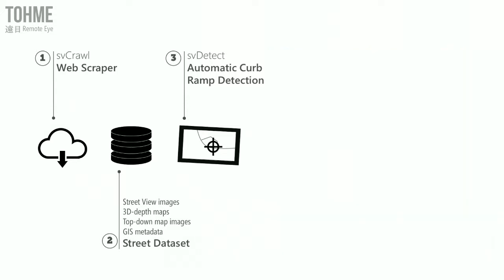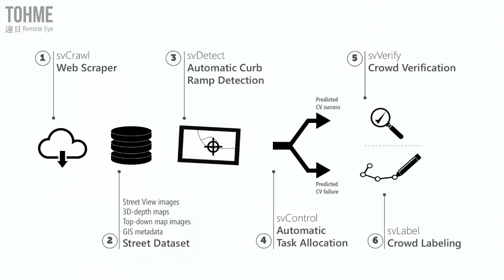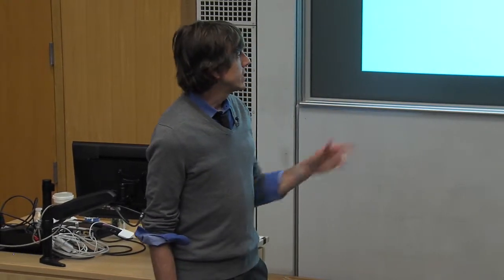So to deal with this problem, we trained a task controller, which essentially tries to smartly route work to either a verification step or a manual labeling step. If it predicts that the computer vision algorithm did well, it'll route it to verification. If it predicts that the CV algorithm did poorly, it discards those labels and sends it to a manual labeling step.